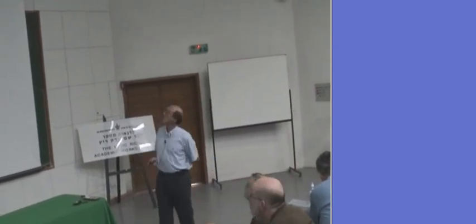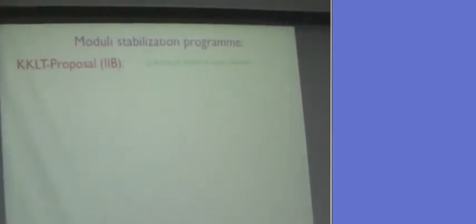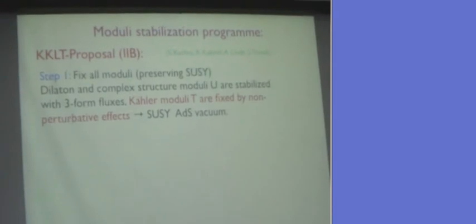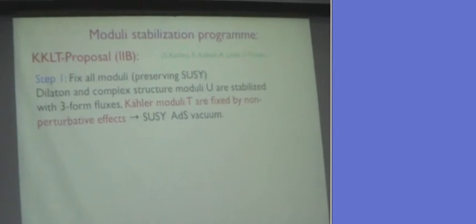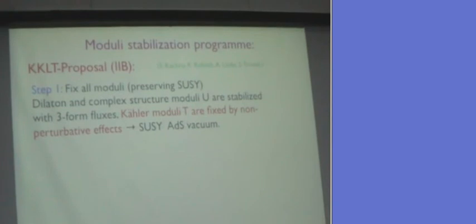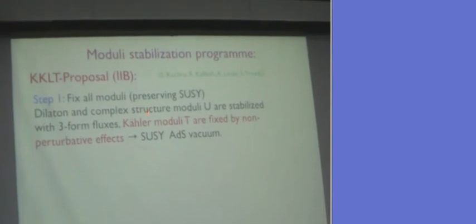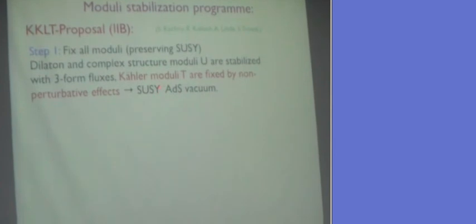Okay. So I just want to mention in short the KKLT proposal for moduli stabilization. This KKLT proposal consists of two steps, and I do not discuss it in detail. The first step is the fixing of all moduli by fluxes and non-perturbative effects, which gives rise to a supersymmetric AdS vacuum. And this was investigated, for example, in blown-up orbifolds.